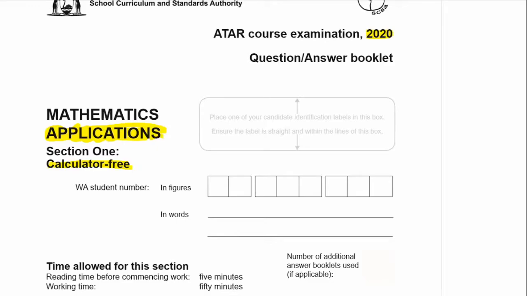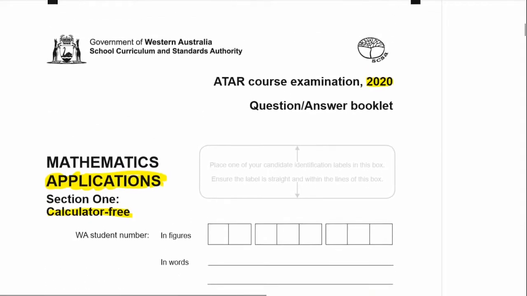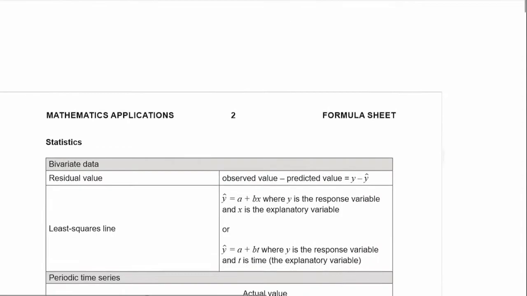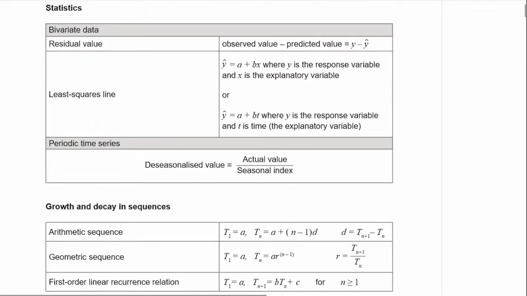Hi guys, in this video I'm going to go through the 2020 Calc Free Applications exam from last year. You can find this exam in the link below. You can also find the formula sheet in the link below as well.